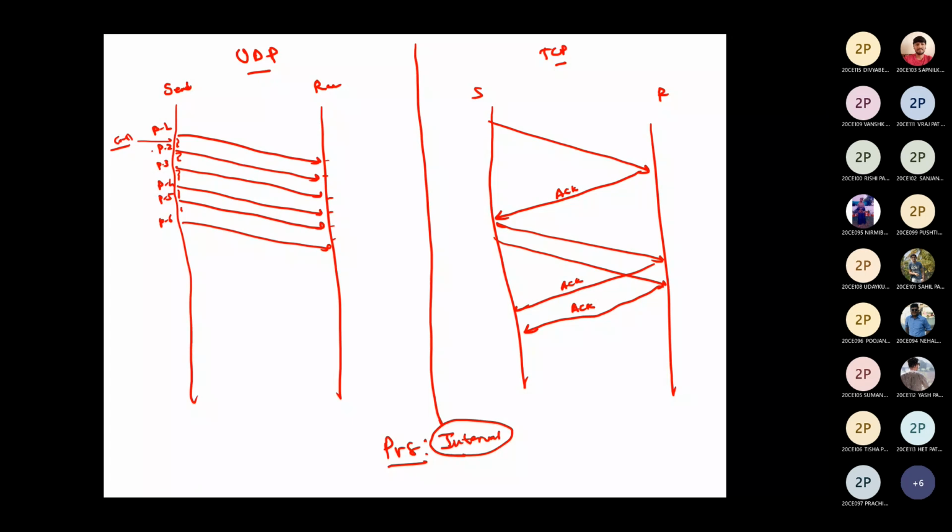So that interval is nothing but this interval. It is the space, or the time, between two packets, which we have seen in the form of interval. But in case of TCP, there is no interval parameter over here. So UDP is guided by the interval parameter.